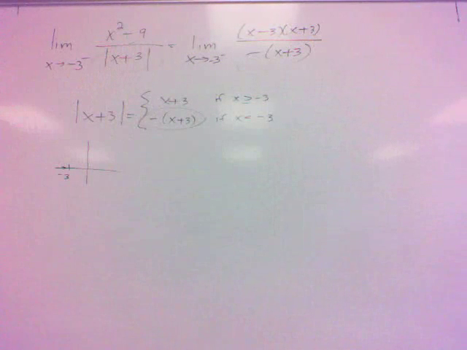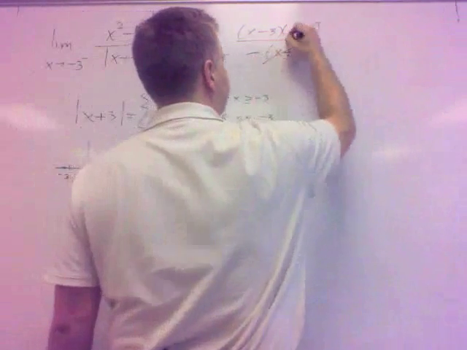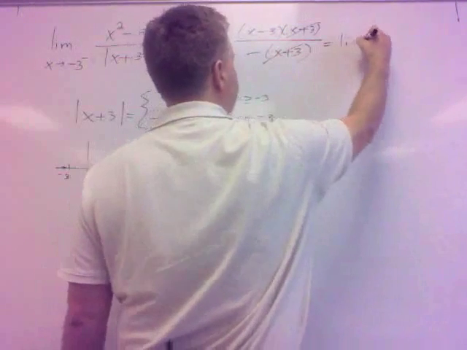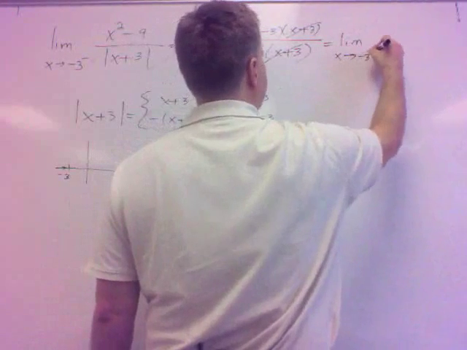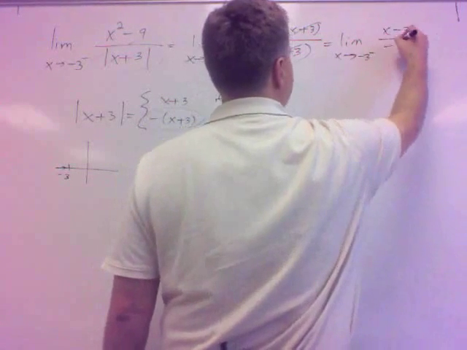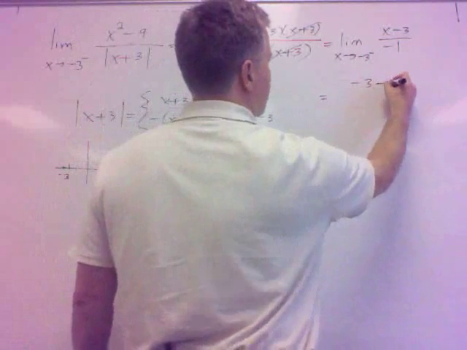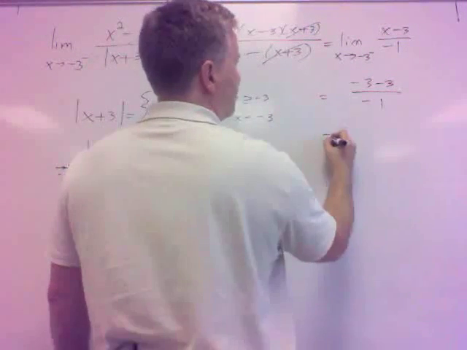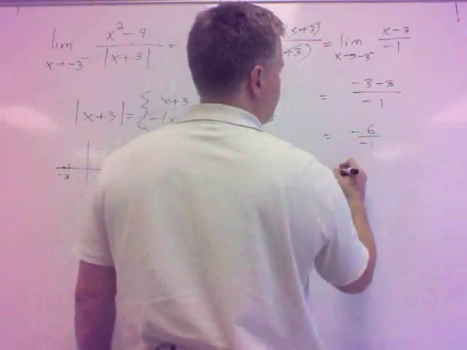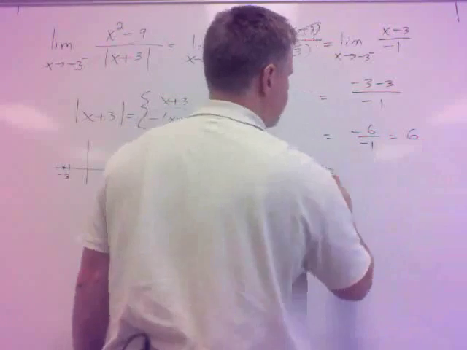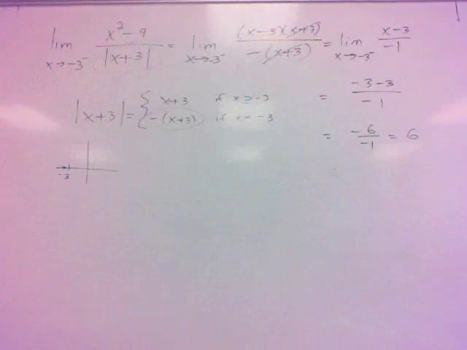Instead of distributing the minus, you see why I leave that without the minus distributed, because now what happens? The x plus 3's cancel out. And so I'll wind up with the limit as x approaches -3 from the left of x minus 3 over -1. Now I can just substitute. It's negative 3 minus 3 over negative 1, which gives me negative 6 over negative 1, which is 6. Okay?